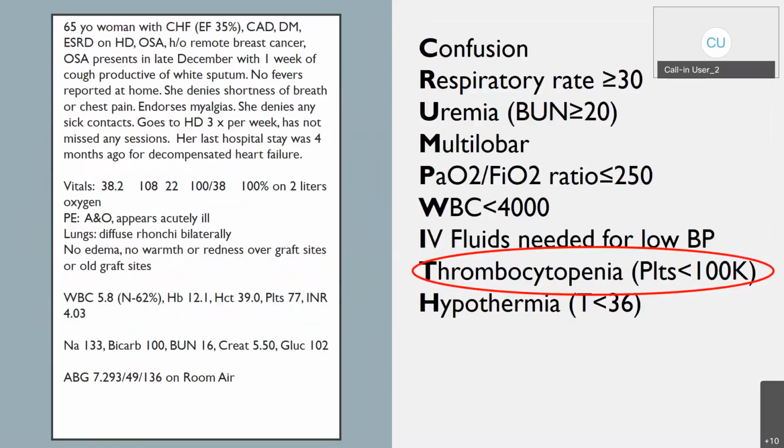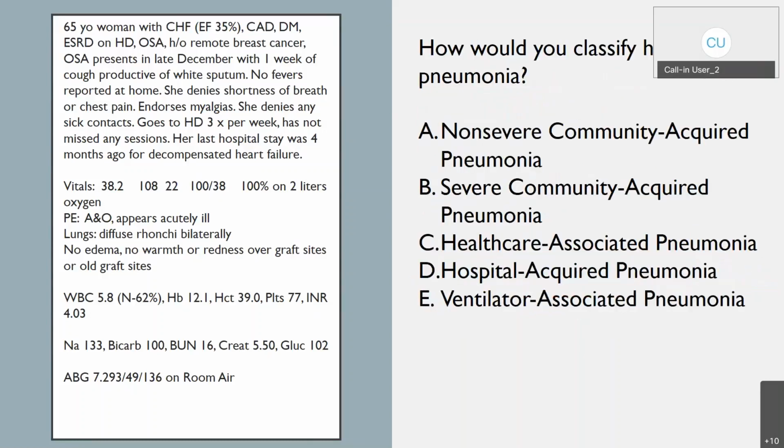And then these are the criteria, minor criteria for severity. And I helped you out. She only has 1, thrombocytopenia. So how would you classify her pneumonia? Does she have non-severe community-acquired pneumonia, severe community-acquired pneumonia, healthcare-associated pneumonia, hospital-acquired pneumonia, or ventilator-associated pneumonia?